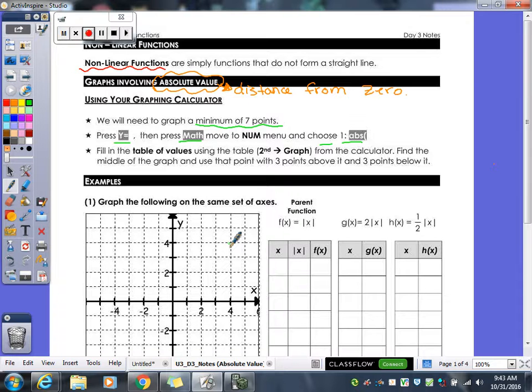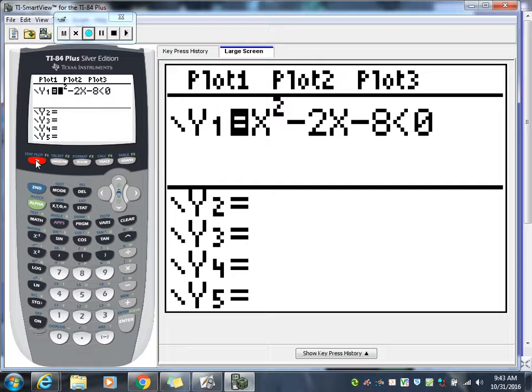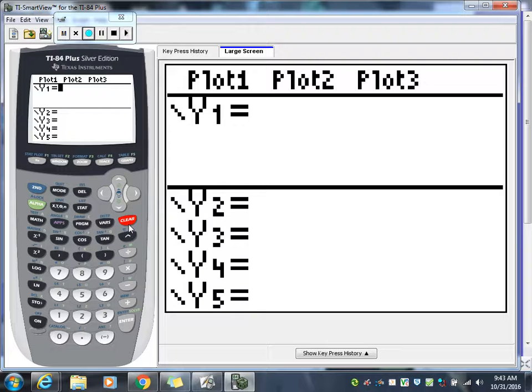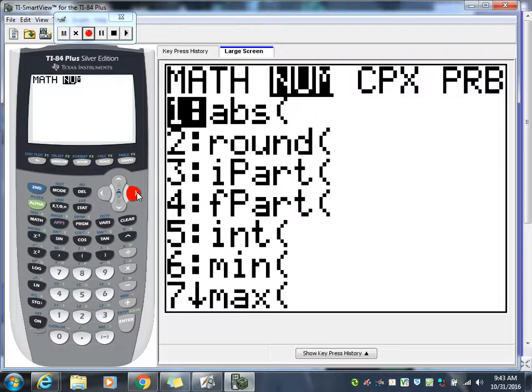So let's follow that. First thing we're going to do is you're going to go to your y equals, so push your y equals. If you have anything in there, go ahead and clear that out. If you're using one of my calculators, you may have something in there. So to get the absolute value, you're going to push the math button, which is the third one down on the left. You're going to hit the right arrow over once so that NUM is highlighted in the top of your screen. And then that first choice right there, ABS, that is your absolute value.